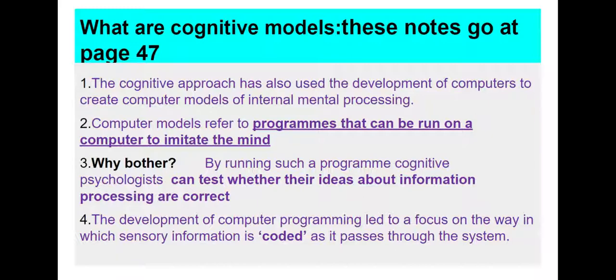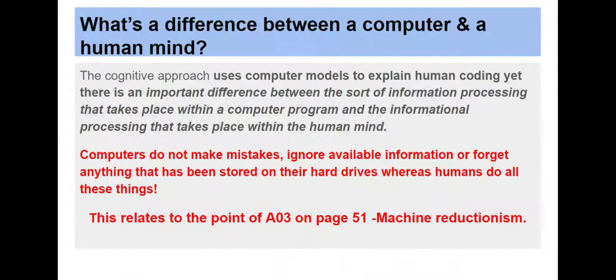There is a big difference, actually, in terms of how a computer works and how our brain works. And it really relates to human error. So, computers are not renowned for making mistakes, whereas us humans, we are, after all, only human, we can make mistakes. So, consequently, computers don't make mistakes. They don't ignore available information because it just doesn't fit with their schema, or forget particular pieces of information which have been stored on their hard drives, whereas we do.